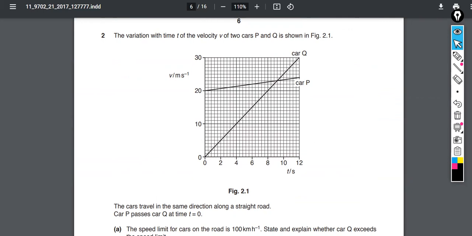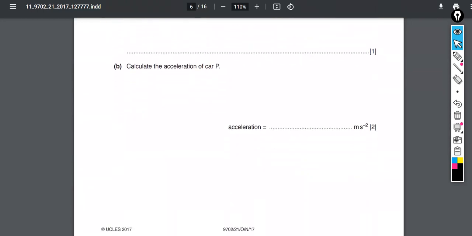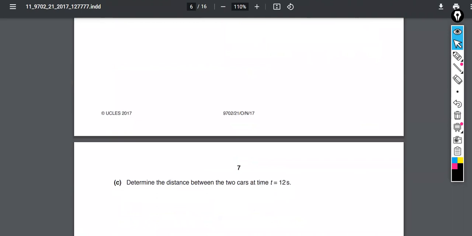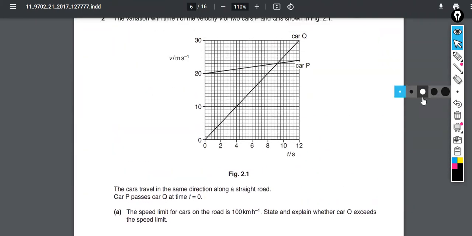And we want the distance between them. So if we calculate each of their displacements and compare them, maybe it's the same. Maybe there's no distance between them. Right? So it's not obvious looking at that. Well, it kind of is, actually.